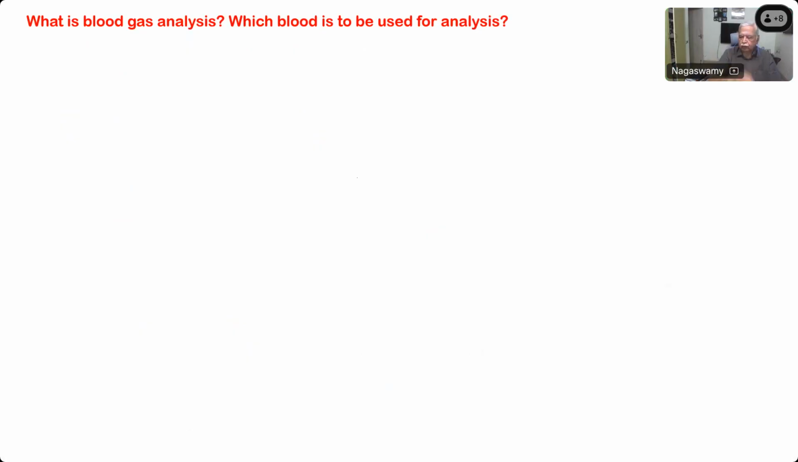What is the definition of blood gas analysis? ABG is arterial blood gas analysis and VBG is venous blood, sir. Yeah, but what does that mean? What are you analyzing? Self-explanatory. To evaluate the patient's oxygenation or gas levels.